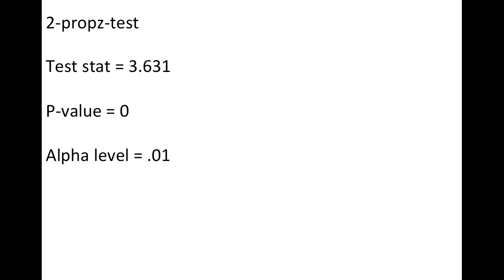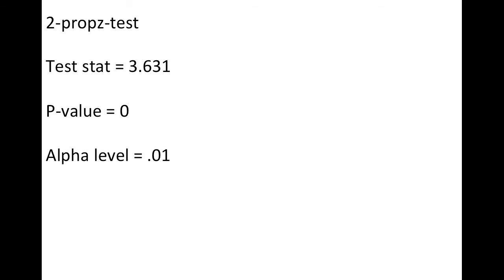We're using a prop Z test for this. So I've named my test that I'm going to run. I then go to my calculator. The test statistic is 3.631. The p-value on your calculator will be in scientific notation, a very, very small value where it has e to the, I think, the -4. I'm rounding that to 0, stating my alpha level of 0.01.